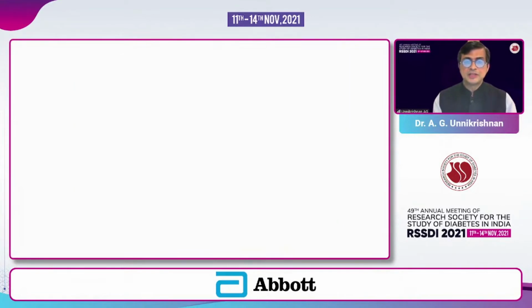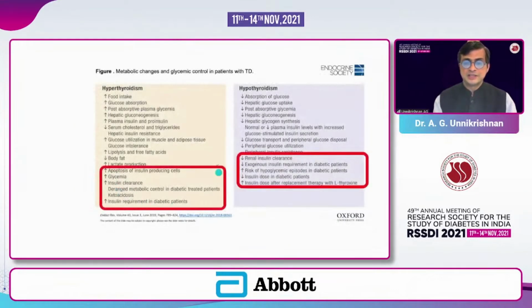This is a busy slide, but I just want you to focus on the lower end of these slides because this picture shows you what thyroid dysfunction does to blood glucose levels. Hyperthyroidism results in apoptosis of insulin-producing cells of the pancreas. This results in hyperglycemia. The insulin clearance is increased, and therefore there is a lack of insulin and there is hyperglycemia, and maybe even diabetic ketoacidosis can occur. Very simply put, the insulin or diabetes medication requirement can increase in diabetes patients if they have hyperthyroidism.